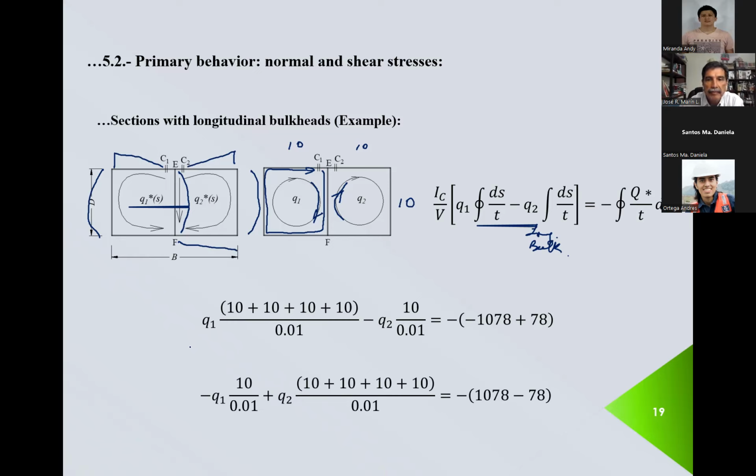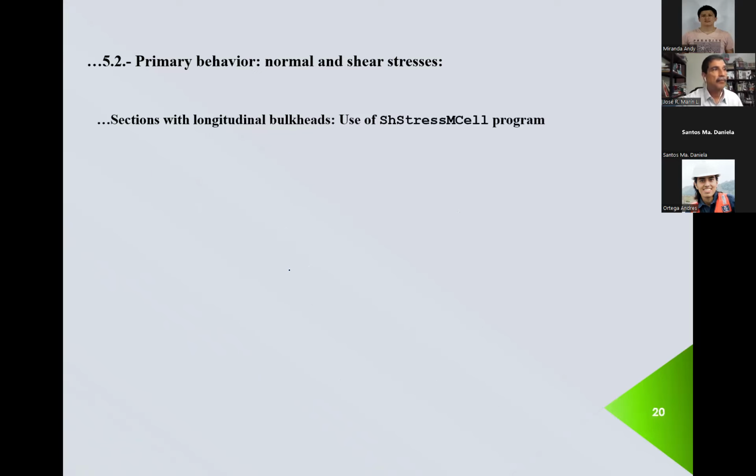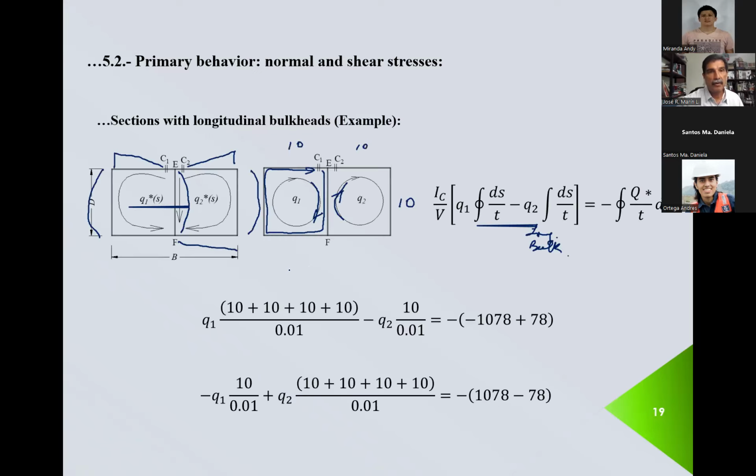Okay. And then we have to solve this problem. So we have Q1 and Q2. Q1 star, Q2 star, I already know. So we can proceed and calculate. Now, this procedure that I'm explaining here is the one that you have to use, but using a computer program. And I'm going to explain that tomorrow, since it's a practical session.